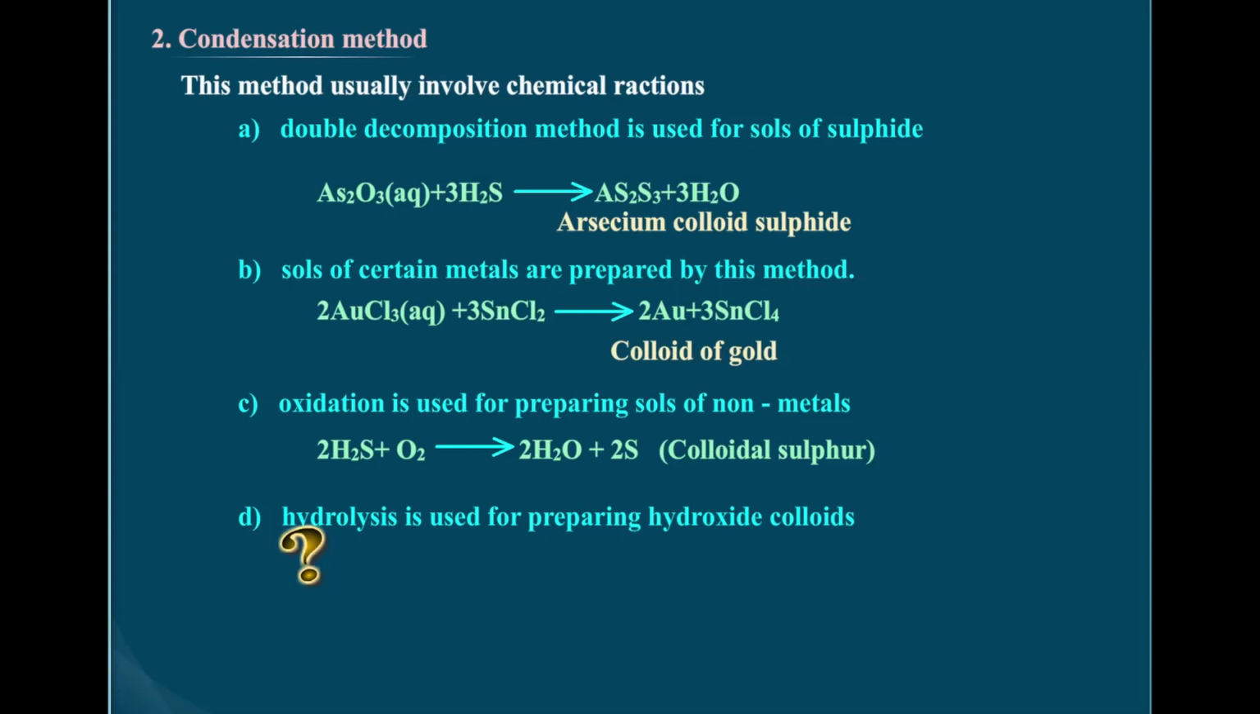How can you prepare ferric hydroxide colloid, which you will be doing in your lab also? It is with the hydrolysis of ferric chloride. FeCl3 plus H2O forms ferric hydroxide. So these are some of the chemical methods of preparation of colloids.